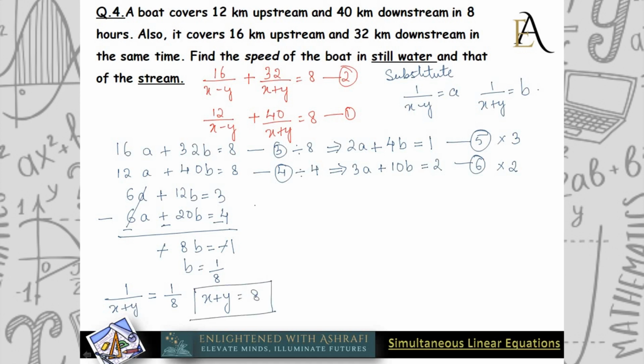Fine. Now let's find out a. So let's put b equals to 1 upon 8 in equation 3.